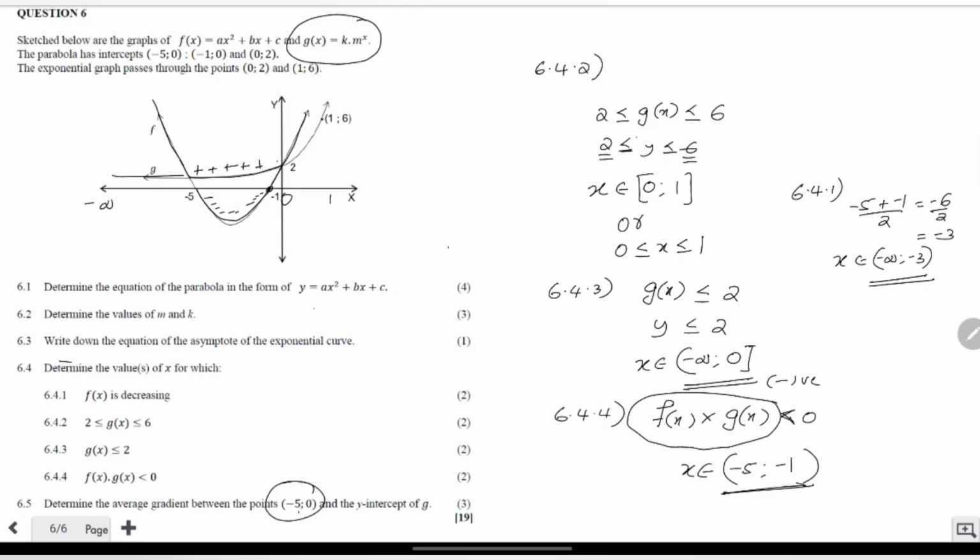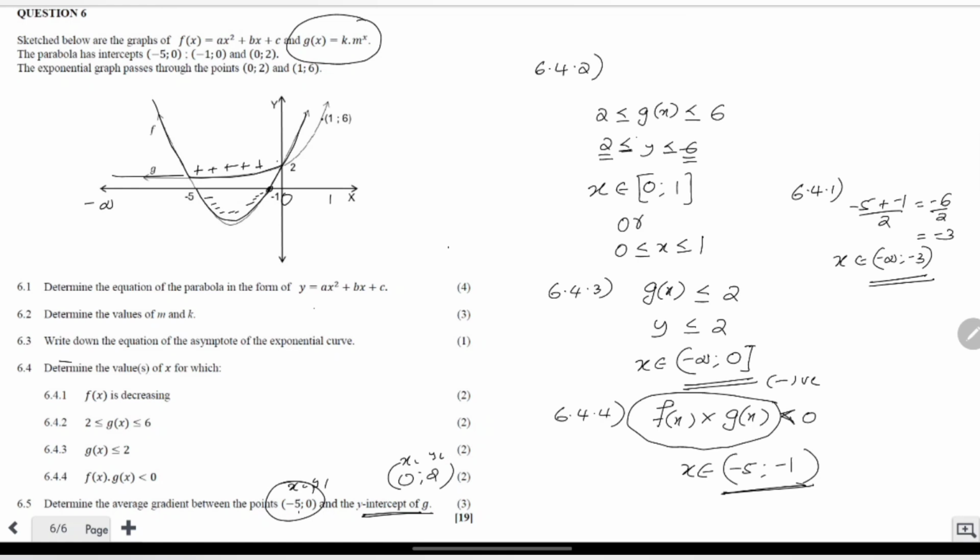See, the first point is minus 5, 0. Then the next point is what they said, the y-intercept. What is the y-intercept of g, the exponential graph? It is 0, 2. Isn't it? So just call the first point x1, y1 and this one x2, y2. Then use the gradient formula. That is the answer.